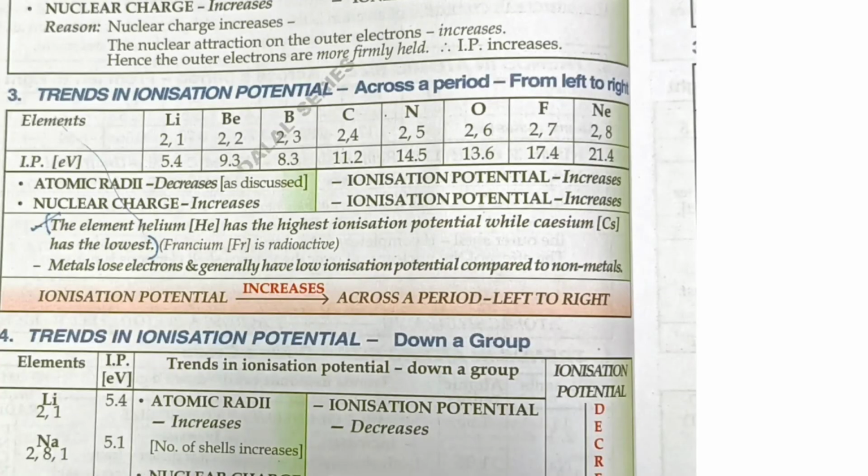For trends in ionization potential, you can see lithium, beryllium, boron. Ionization potential increases from left to right across the period. So atomic size decreases from left to right and ionization potential increases from left to right. Atomic size increases from top to bottom, and ionization potential decreases from top to bottom. Atomic radii decreases, ionization potential increases. Nuclear charge increases, ionization potential increases.